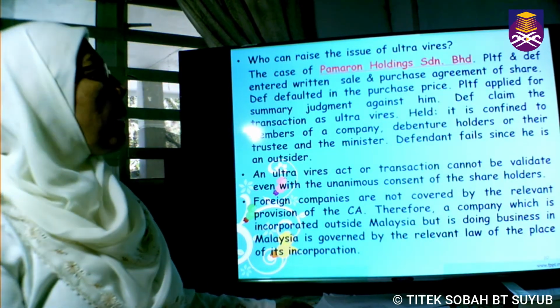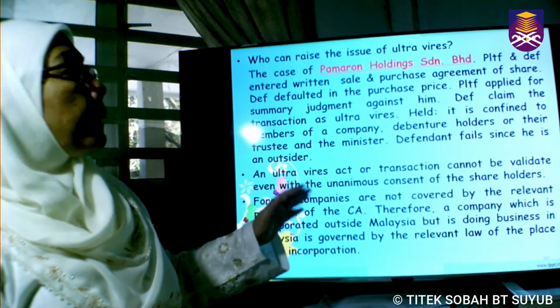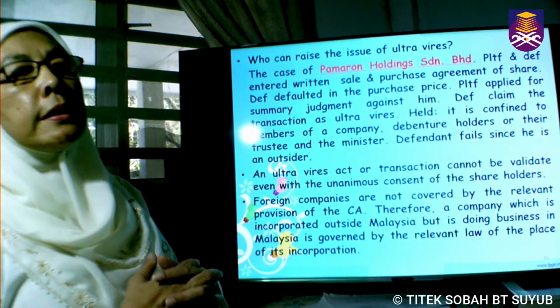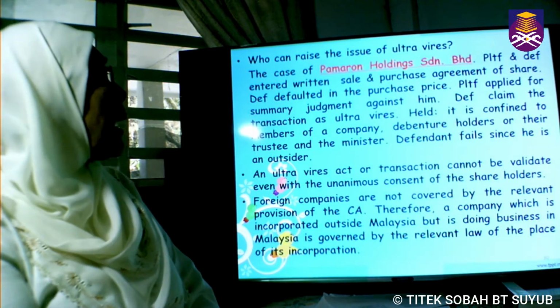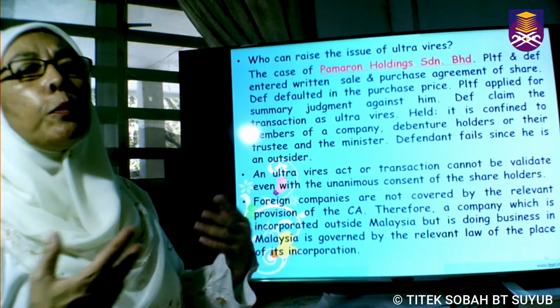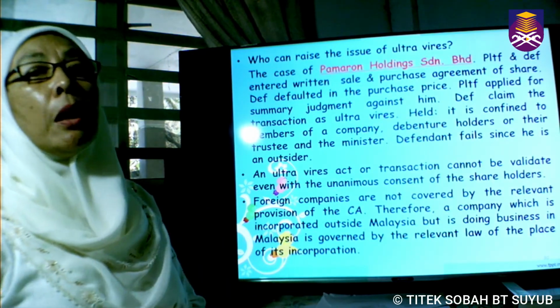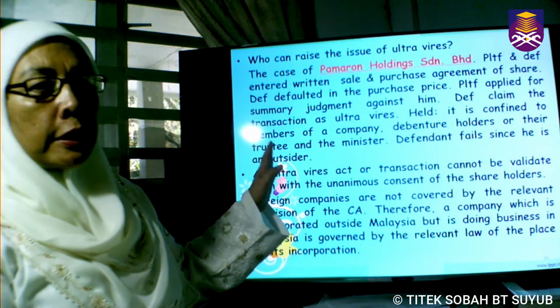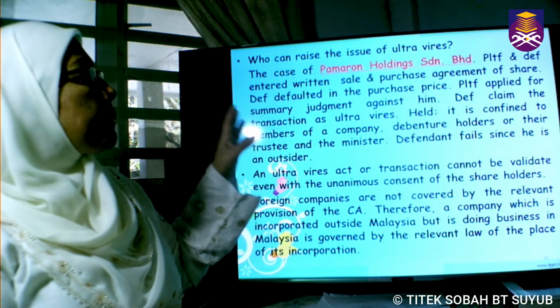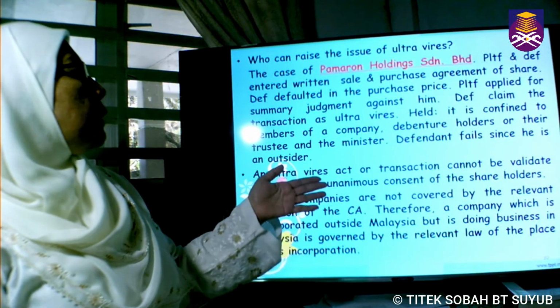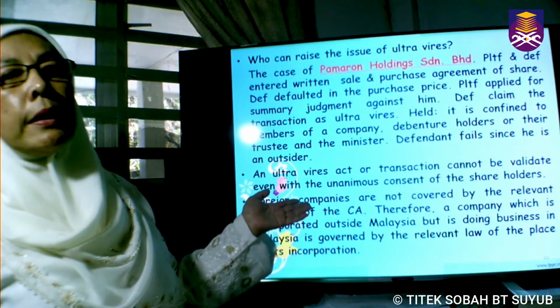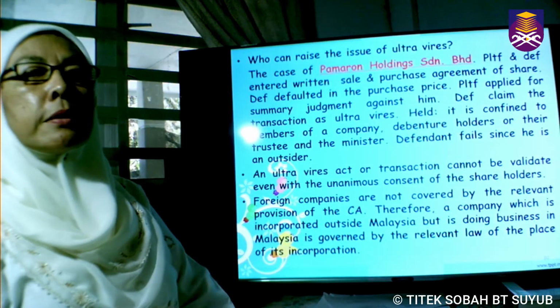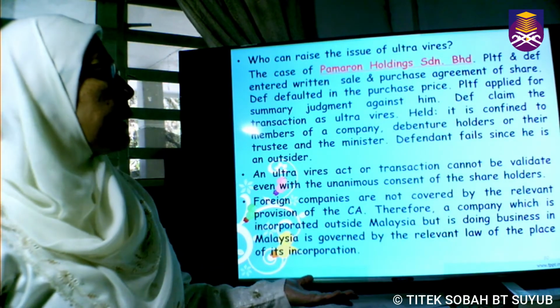So in the case of Pameran Holdings Berhad, the plaintiff and the defendant entered into a written sale and purchase agreement of shares, and then the defendant failed to pay the purchase price. Dah beli saham tak nak bayar. So when he did not want to pay the purchase price, the plaintiff applied for summary judgment, tuntutlah terhadap dia sebab tak nak bayar harga saham. And the defendant claimed that the transaction was ultra vires. Dia kata tak nak bayar sebab benda tu ultra vires. Tak valid, right? The defendant claimed that.